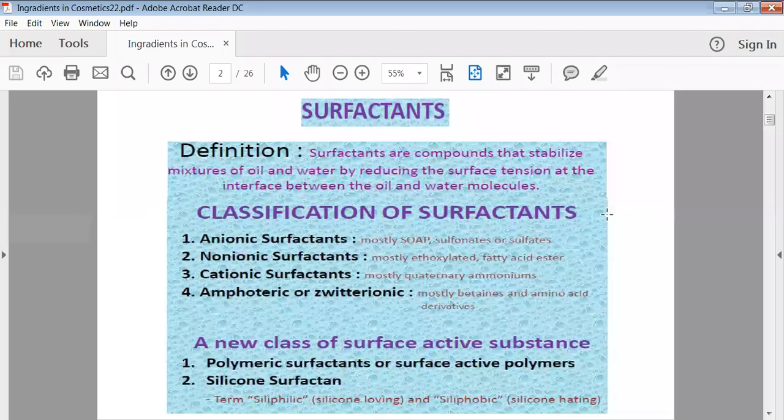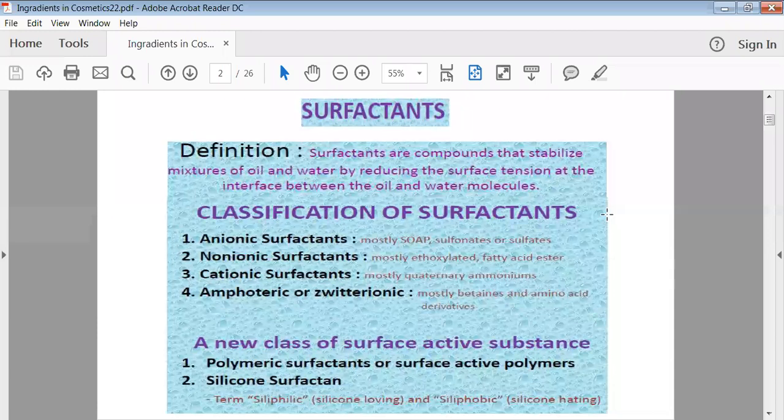So surface active agents can be defined as compounds which can be used for stabilization of mixtures of oil as well as water, or the various kinds of emulsions. They act by reducing the surface tension and interfacial tension between the oil and water molecules. There are four types of surface active agents we are using: anionic surface active agents, non-ionic surface active agents, cationic surface active agents, and amphoteric type of surface active agents.